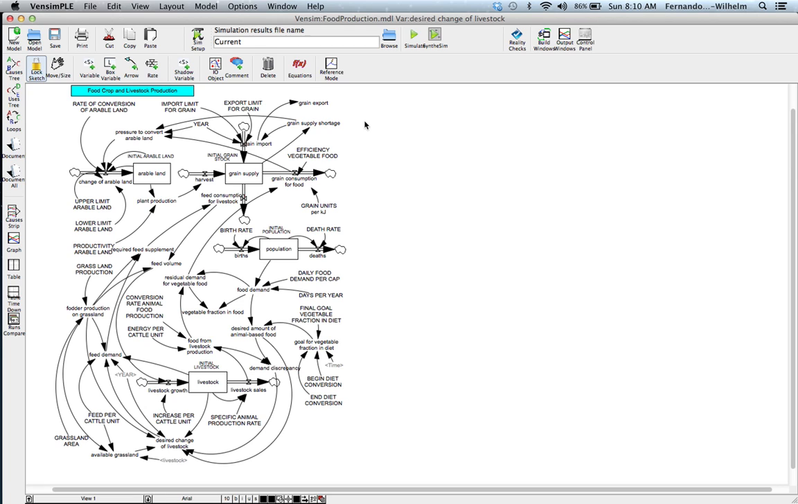So let's walk through the model. So start with the easy one, population.